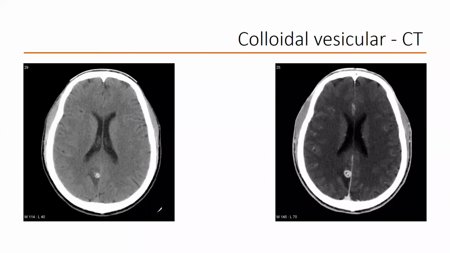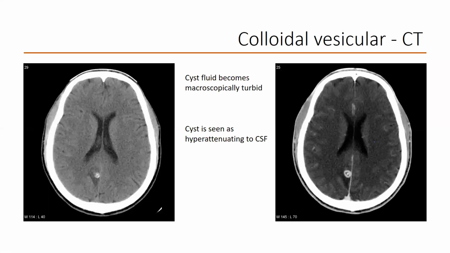This is the second stage, the colloidal vesicular stage, which you are seeing in the CT. Here you can see the CT showing the lesion with surrounding edema. And here you can see a contrast image showing a thick-walled cyst which is enhancing.